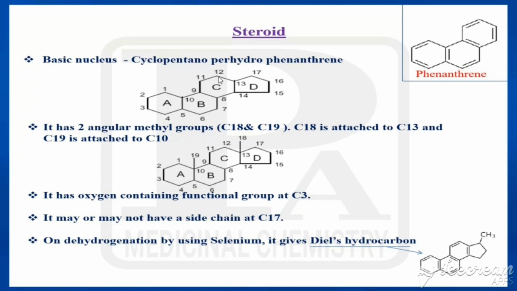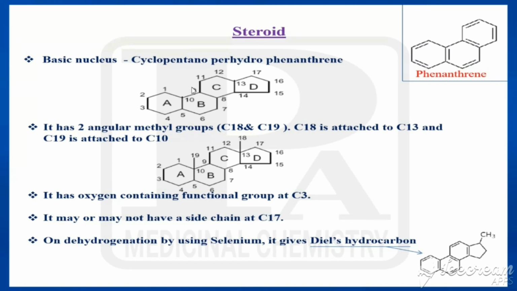For that, we use the prefix called perhydro. So, only the first 3 rings. This can be called perhydrophenanthrene, that is fully saturated phenanthrene or completely saturated phenanthrene. But what is the last one, D? That one is cyclopentane. So totally it gets the name cyclopentano perhydrophenanthrene. So that is the basic nucleus of a steroid.